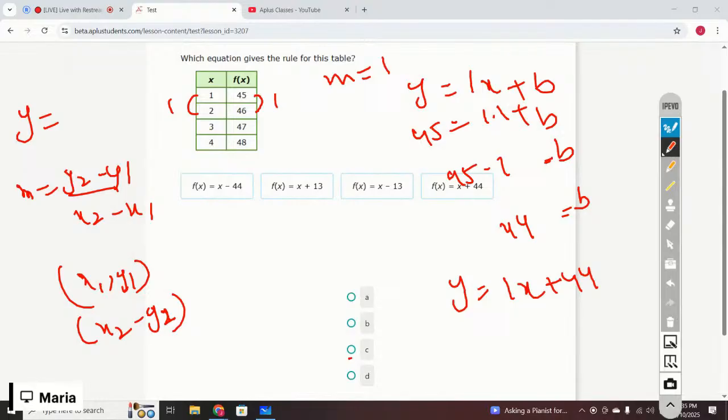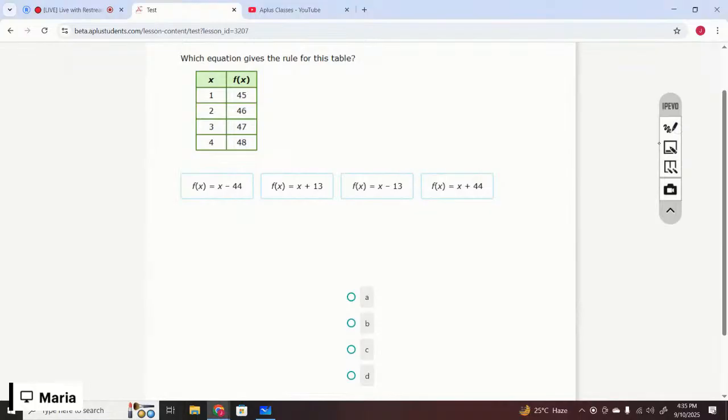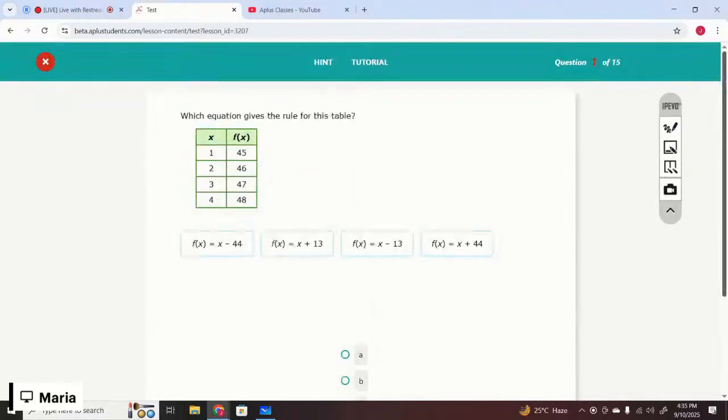Like here, look at the table. Use 2 points. For the slope, I used the 2 points 1, 45 and 2, 46. So this is x1, this is y1, this is x2 and this is y2. So y2 minus y1, you have to do 46 minus 45, and x2 minus x1 you have to do 2 minus 1. So 46 minus 45 is 1 and 2 minus 1 is 1. Got it? So that's how you calculate the slope. If you still have questions, you can write again. Okay, so for this one we have x plus 44.